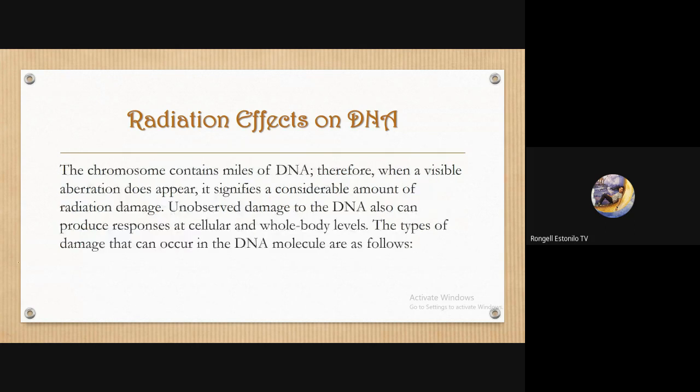Next, the chromosome contains miles of DNA. Therefore, when a visible aberration does appear, it signifies a considerable amount of radiation damage. So unobserved damage to the DNA also can produce response at cellular and whole body levels. These types of damage that can occur in DNA are as follows. So ito yung mga iba-ibang effect, not necessarily in vitro. So we can say that these are now in vivo.